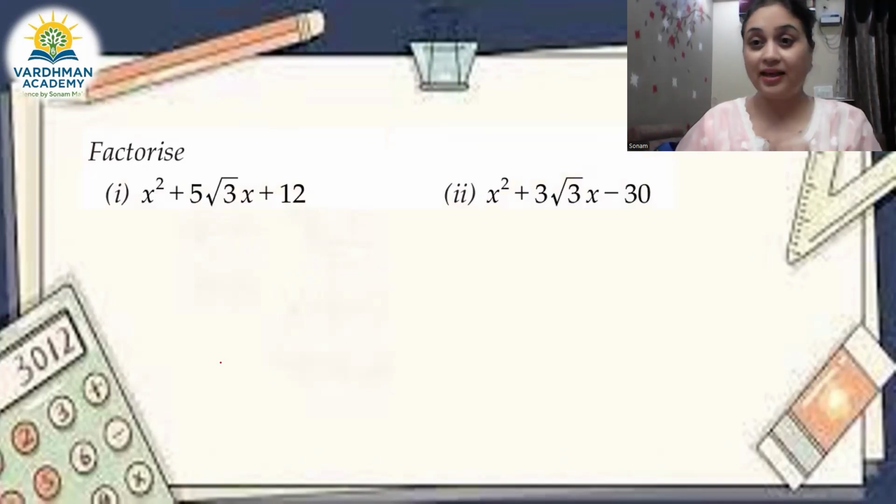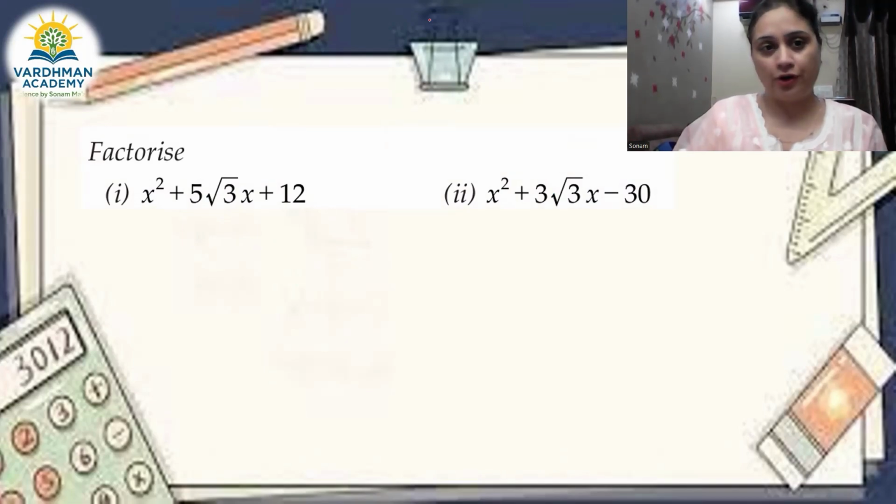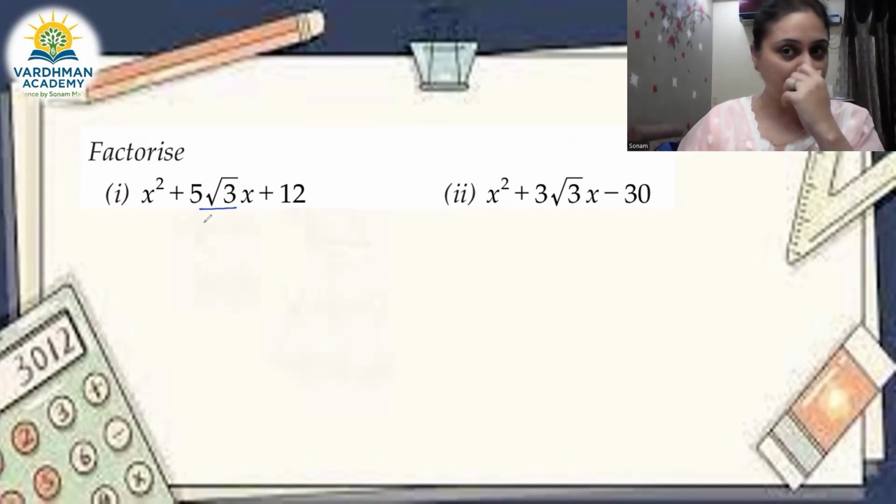So here, what are we seeing? We have the root numbers. So root numbers scare us a lot, right? Children are very scared of root numbers. So here you have the root numbers in the middle term. Now understand this question very carefully. One by one we'll solve both the parts there on the screen.